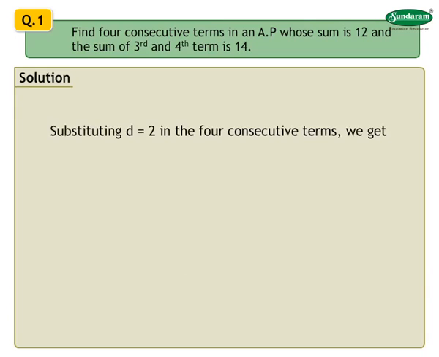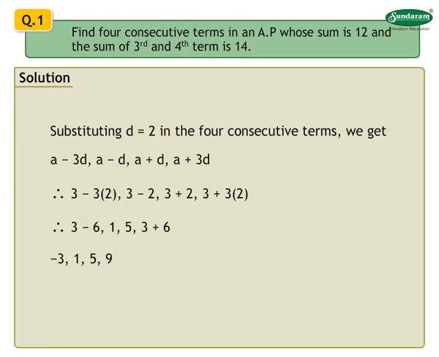Substituting d is equal to 2 in the 4 consecutive terms, we get a minus 3d, a minus d, a plus d, a plus 3d. Therefore, 3 minus 3 into 2, 3 minus 2, 3 plus 2, 3 plus 3 into 2 is equal to minus 3, 1, 5, 9. The 4 consecutive terms are minus 3, 1, 5 and 9.